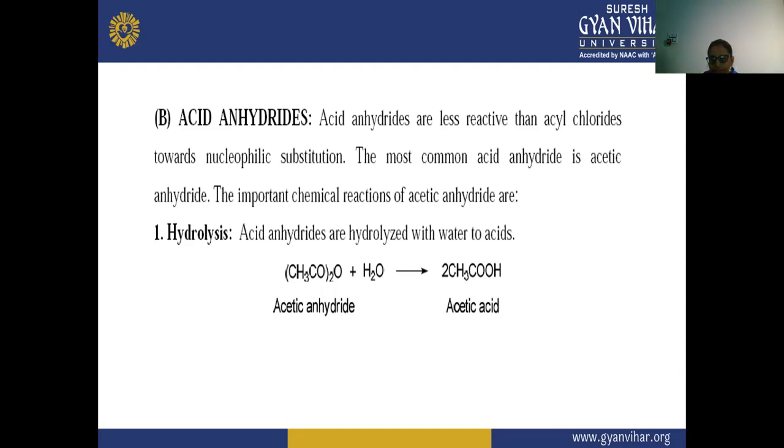The most common acid anhydride is acetic anhydride, and the most important chemical reaction of acetic anhydride is hydrolysis. The first reaction is hydrolysis, where acid anhydrides are hydrolyzed with water to acid, and acetic anhydride reacts with water to form acetic acid.